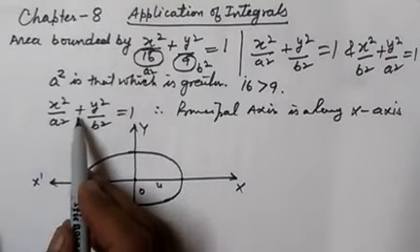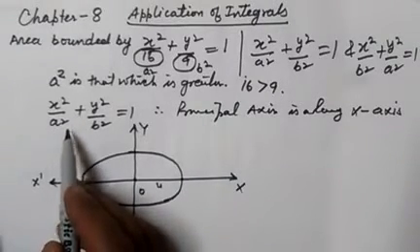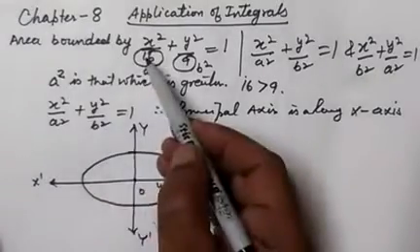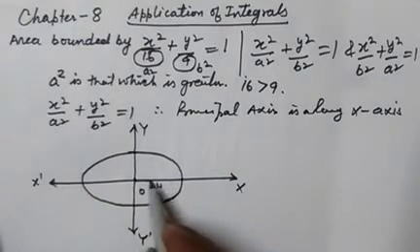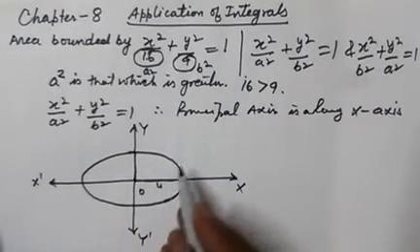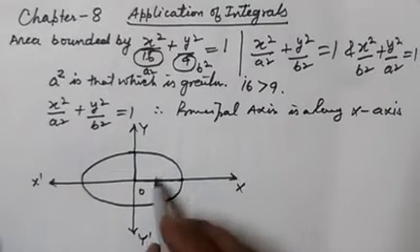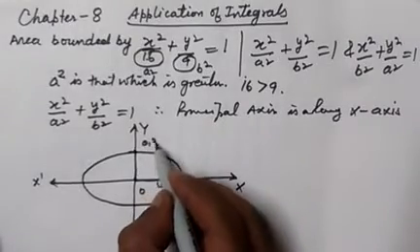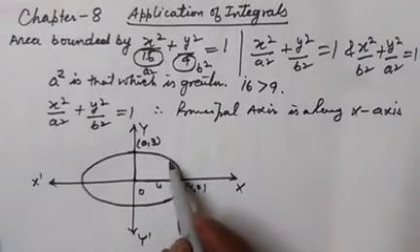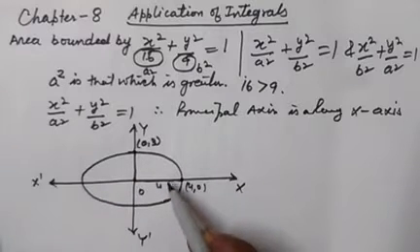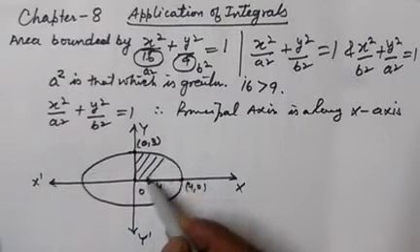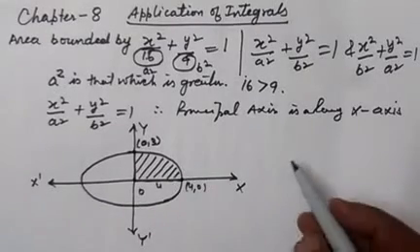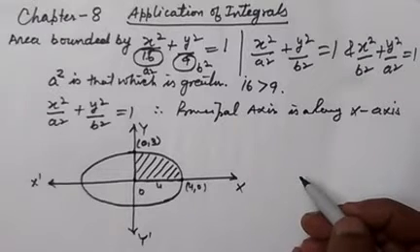A square is equal to 16, which means a is equal to 4. B square is equal to 9, which means b is equal to 3. When you do the comparison, 16 is a square and 9 is b square. So this distance is 4 and this distance is 3, as it is taken along the positive axis only. So this point will be (4, 0) and this point will be (0, 3) along the y-axis. We want to find the area enclosed by this ellipse. For that purpose, we will find the area in one quadrant only because all four are the same. At the end, by multiplying by 4, we will get the total area.